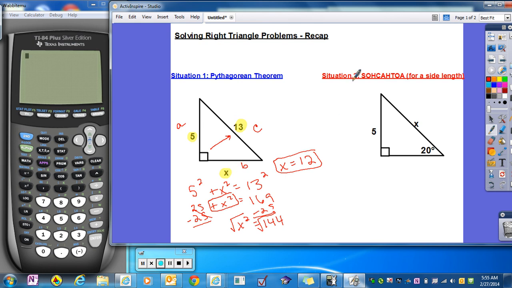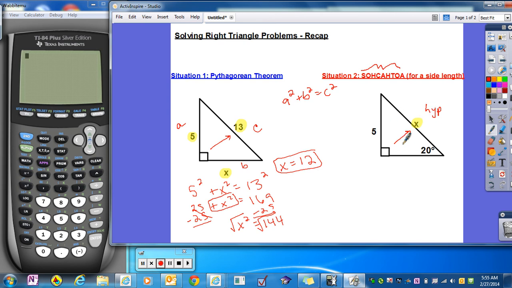Our second situation is, again, I have a right triangle, and the question is asking you to find a side length. Over here we could use Pythagorean theorem because we could set up a squared plus b squared equals c squared. But over here we have a problem. We can't do that because, yes, I did give you my hypotenuse, but I only have one other side length. I didn't give you this side length here, so we can't use Pythagorean theorem. So that's when you have to use SOHCAHTOA.